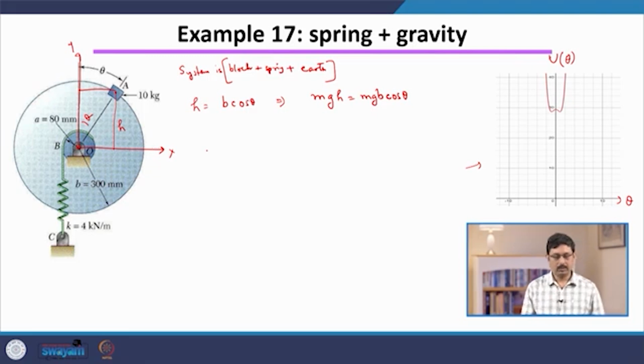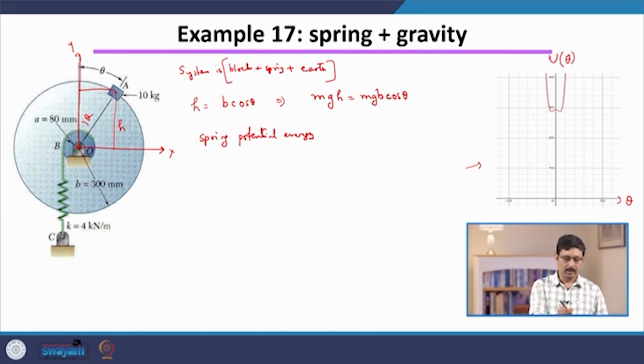The second one is that as the block changes position, the spring can stretch or compress. So, that gives you another source of potential energy. So, the spring potential energy. Now, how much is the stretch of the spring?